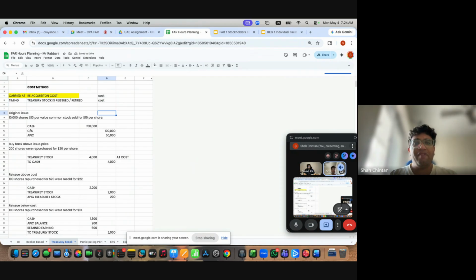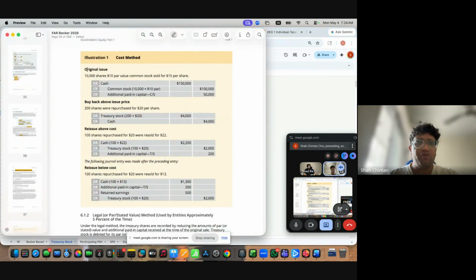Let's understand the entry. We have the same example which is there in your book. One by one, let's look at the entries. So first one, original. A company issued 10,000 shares at $10 par value for $15. Meaning your par value is 10, you issued at 15. Now the first concept of today's slide: your common stock is always recorded at par value.